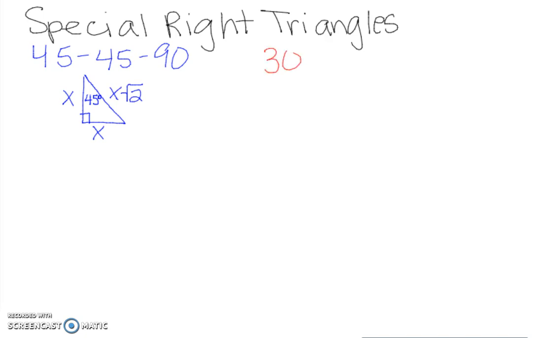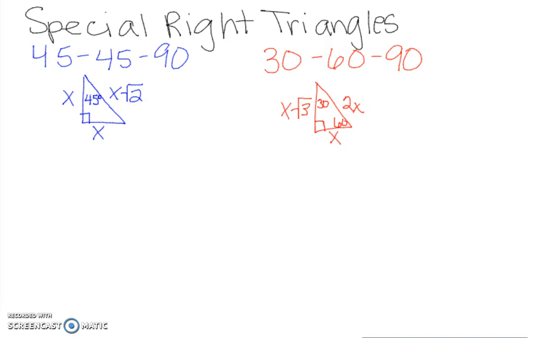Then the other set is a 30, 60, 90 triangle. And if I have my 30-degree side, my 60-degree side, across from my 30-degree side is going to be x. Across from my 60-degree side is going to be x square root of 3. And across from my hypotenuse is going to be 2x.